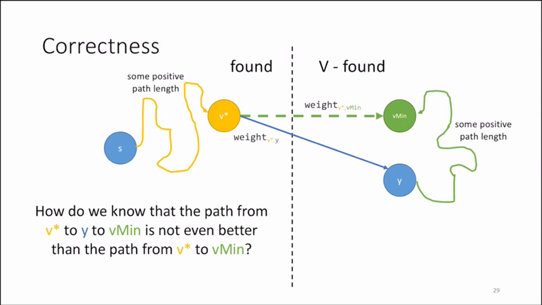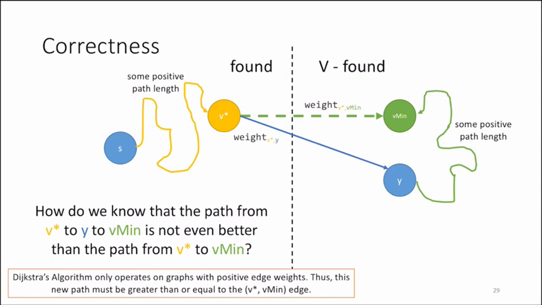How do we know that the path to V star to Vmin is not shorter than some path V star down to Y up here to Vmin? Well, again, we know that this is some non-negative path length. We know that because that's the only type of graphs we operate on with Dijkstra's. Which means that if we come down here to Y, we can only end up adding to the path length, which would not minimize the path length.